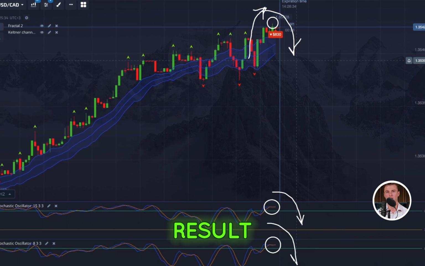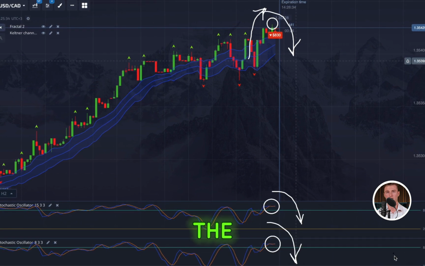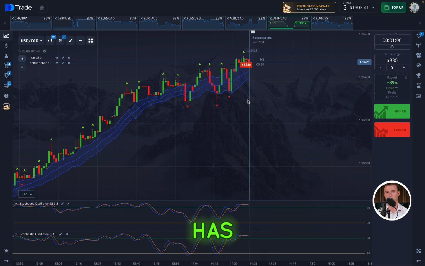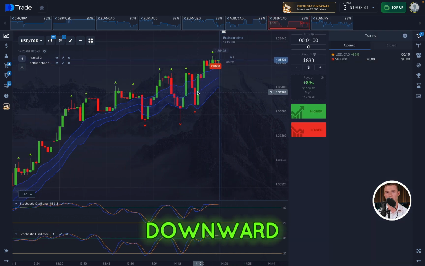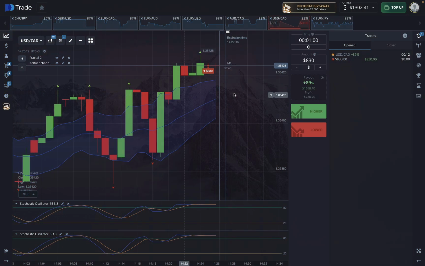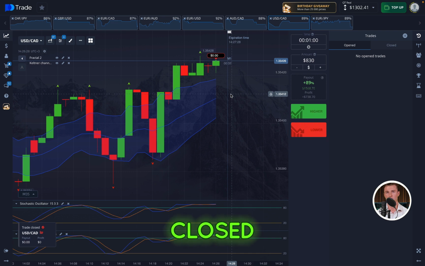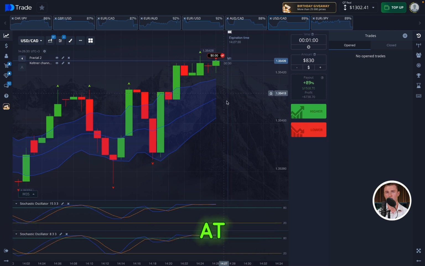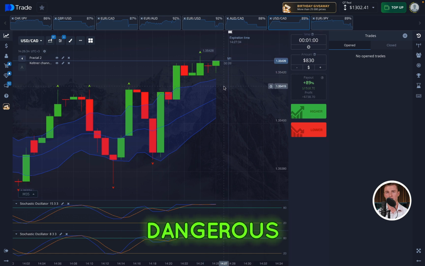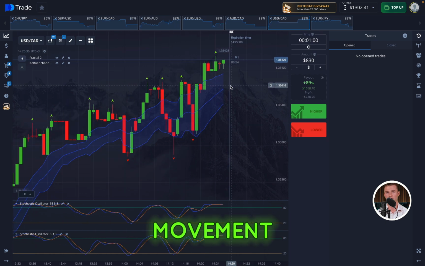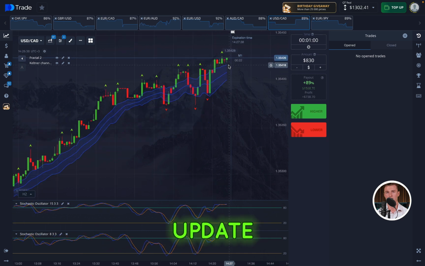Let's look at the result of this trade. The formation of a local maximum has already occurred. We should expect a downward exit. So unfortunately, the deal was closed in negative territory. At the last second, we had an upward impulse, but there was a rather dangerous entry here. I assumed that the movement could go up further and update our local maximum again. But that's okay, it happens.